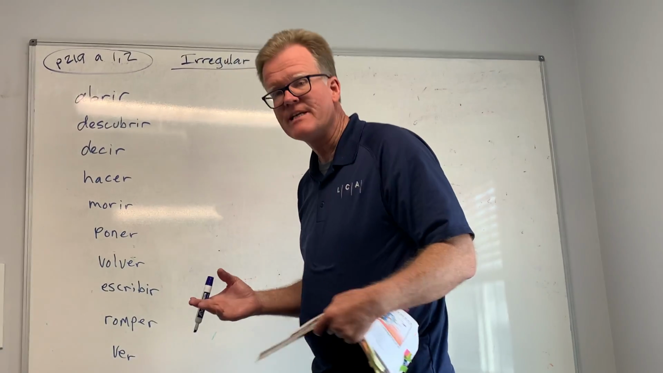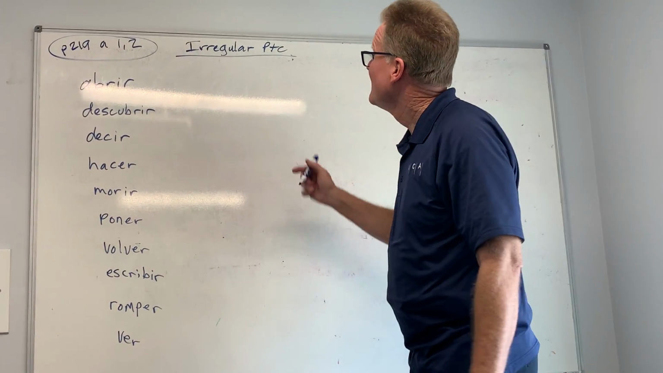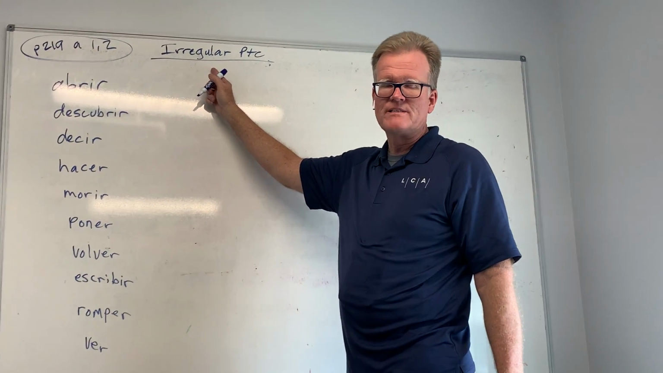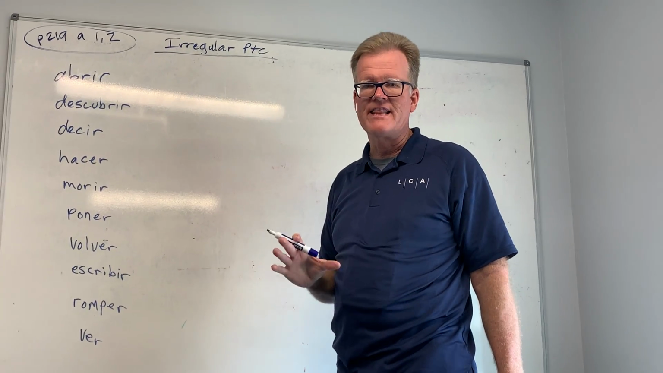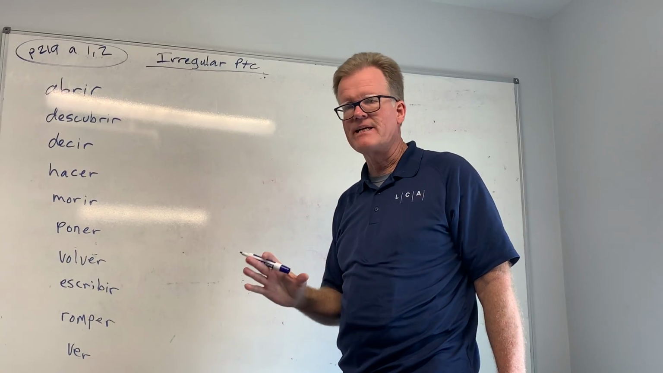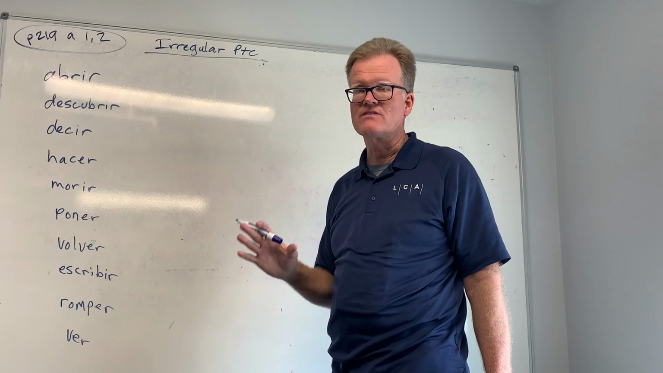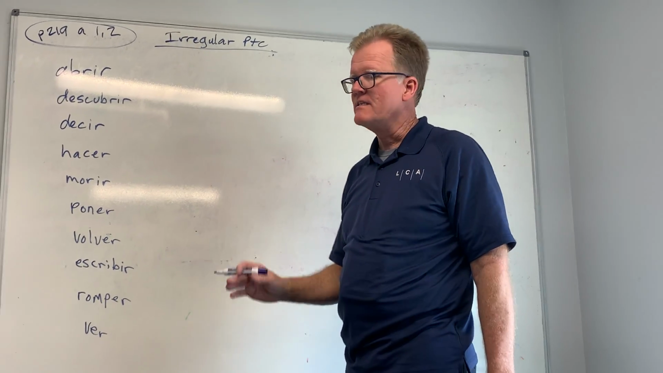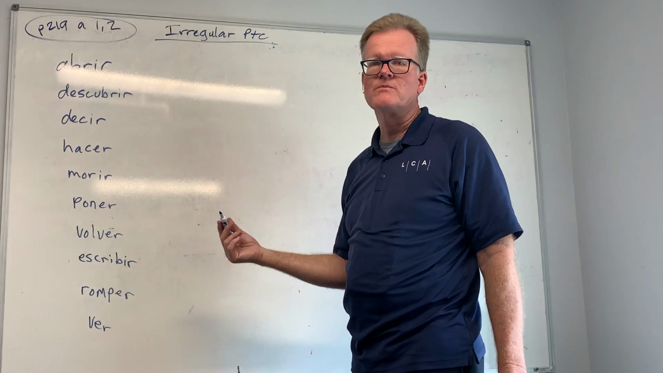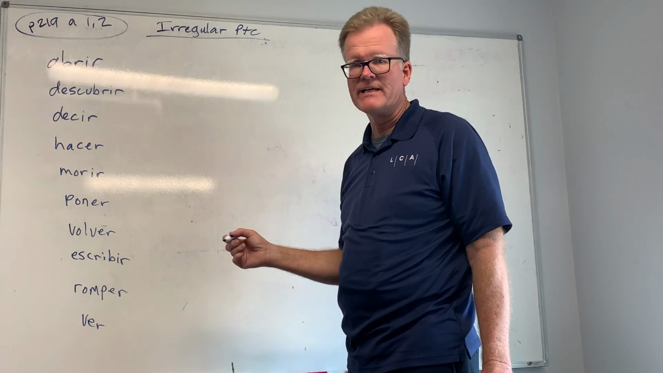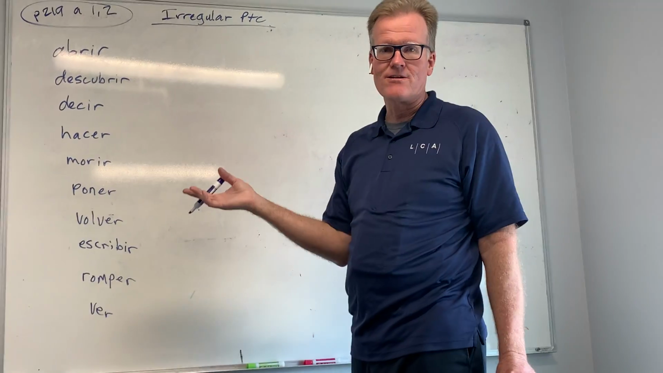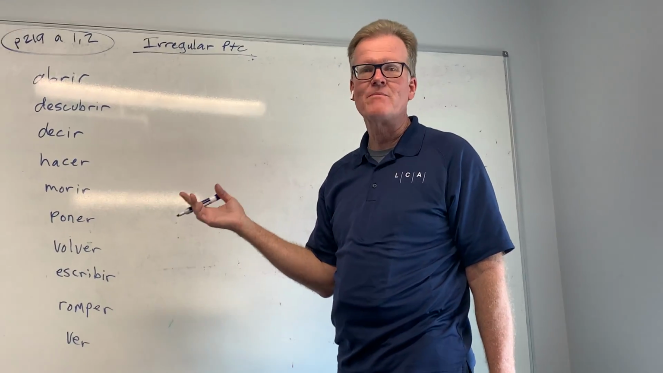So today we're going to continue with irregular participles. The irregular participles we saw yesterday really were not that irregular. They were just separating diphthongs with an accent mark. That's all that was. Today we're going to see some participles that are genuinely irregular. So these, there's no pattern to it. You just have to memorize every single one of them.